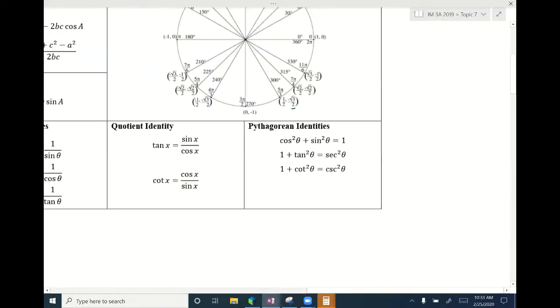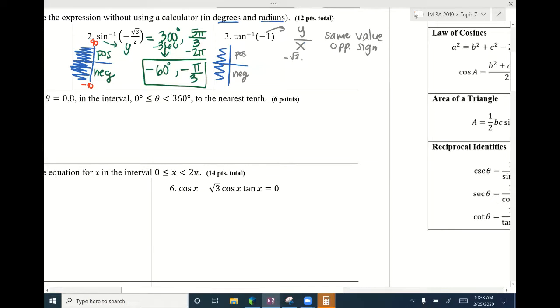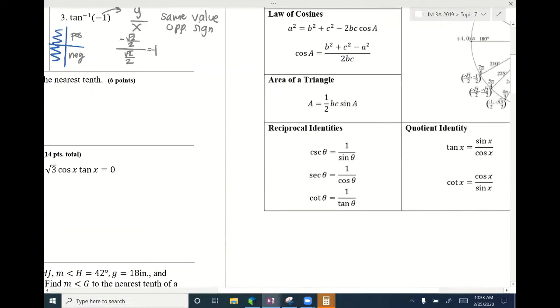So if I look at my x and y coordinates here, notice that at 7 pi over 4 or 315, those are positive radical 2 over 2 and negative radical 2 over 2. So if I were to take negative radical 2 over 2 and divide that by positive radical 2 over 2, notice that that is negative 1. So that means that our answer is those coordinates, which were the degree 315 and the radian 7 pi over 4.